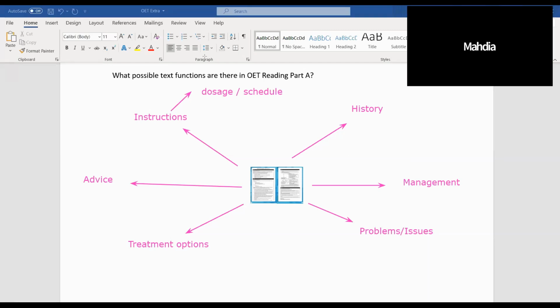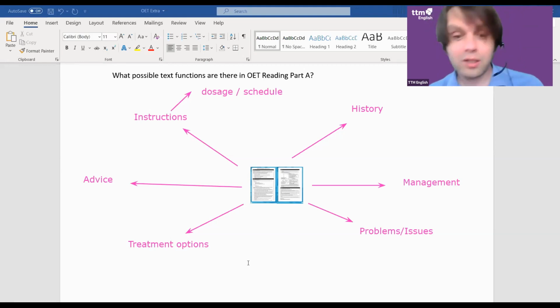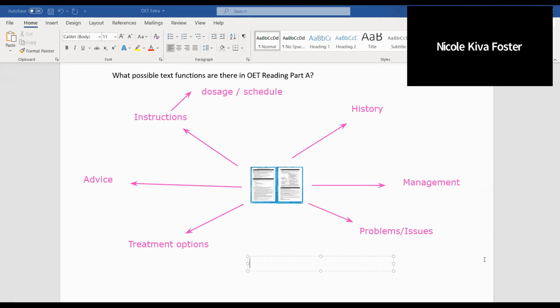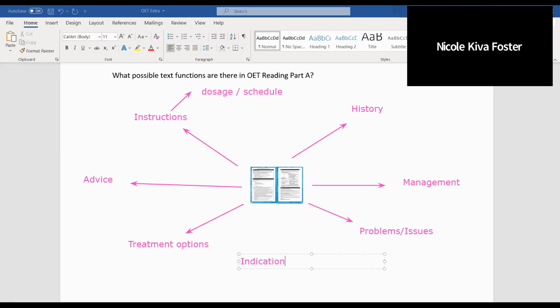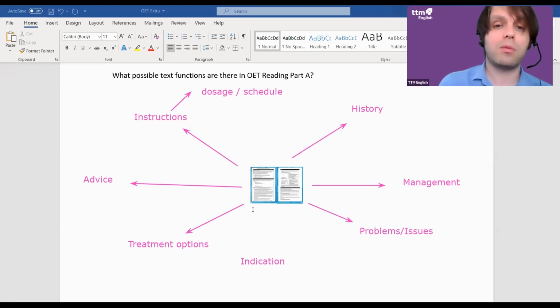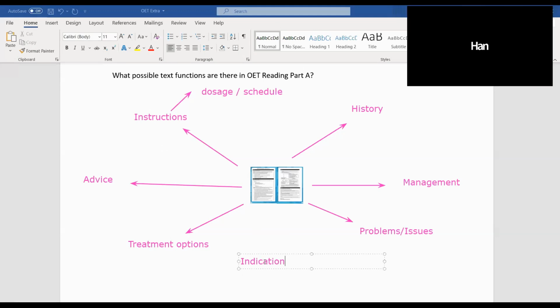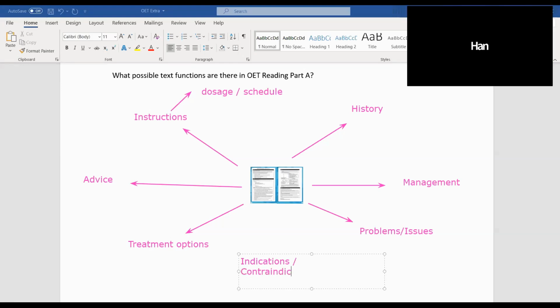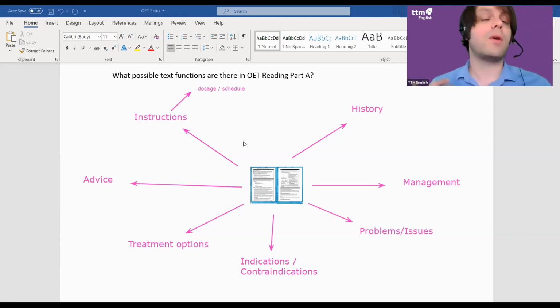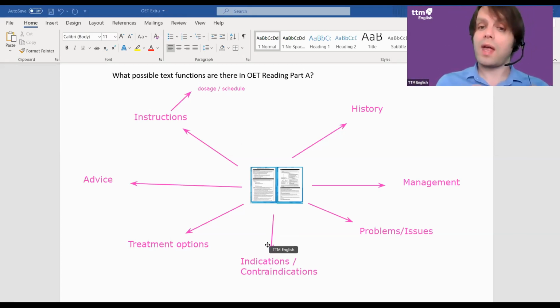Maybe explanation. Oh, I can't hear you very well. Again. Complications. So possible complications, how to diagnose. That would be problems and issues, wouldn't it? What about indications and how to diagnose? Like step by step to diagnose. Yeah. So criteria. I'll come to that one in a second. Contraindication. Indications and contraindications. What does that mean, Han? Indication is just in which situation you can apply that one, and contraindication is like you have to avoid that. For example, if the patient is elderly, you can't use that. Okay. Yeah. So that's definitely, you could have a text talking about that. I think that's a separate function, isn't it?